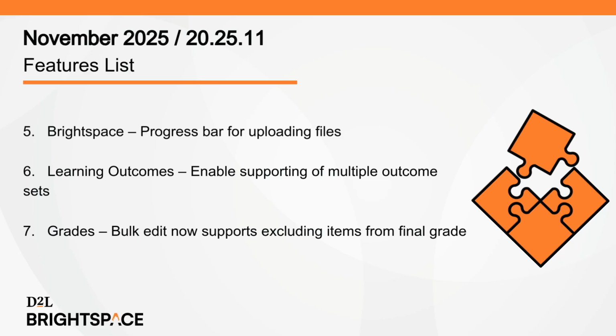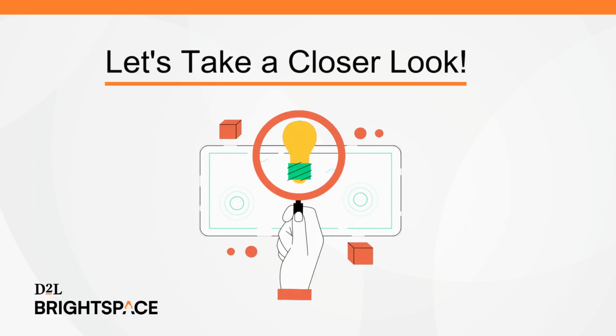Learning outcomes are now grouped by outcome set across the platform, improving organization and clarity for users. The Grades tool now includes an option to exclude grade items from the final grade calculation during bulk editing, streamlining grade management in courses using the points grading system. To wrap things up, we'll take a quick look at changes to other key features and share some important announcements. Let's take a closer look at this month's features.